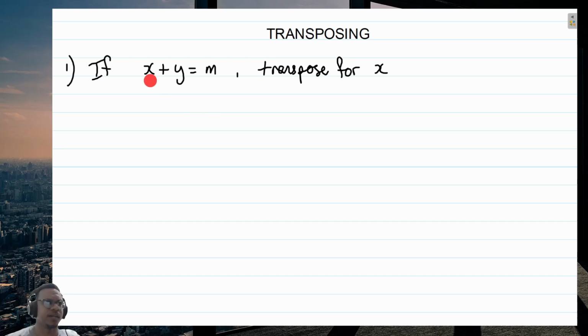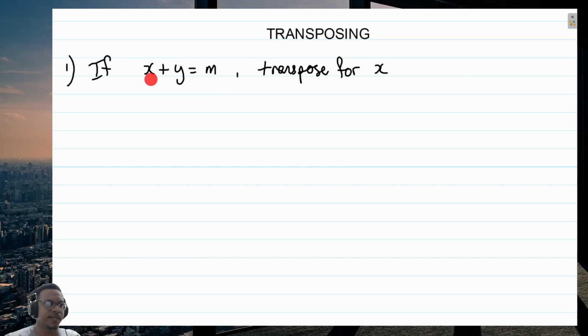In this question, we have x plus y is equal to m, and we have to transpose for x. That means we want x by itself on one side of the equal sign and everything else on the other side. So the first method we're going to look at is what we do to one side of the equal sign, we must do to the other side to keep things balanced.